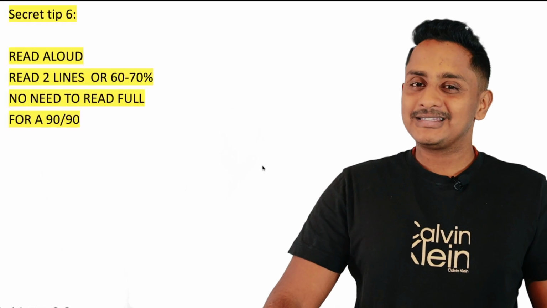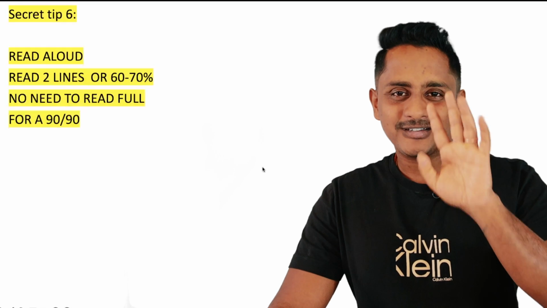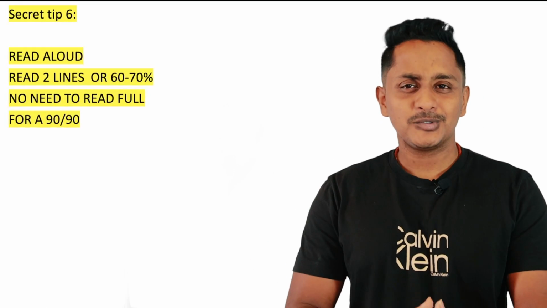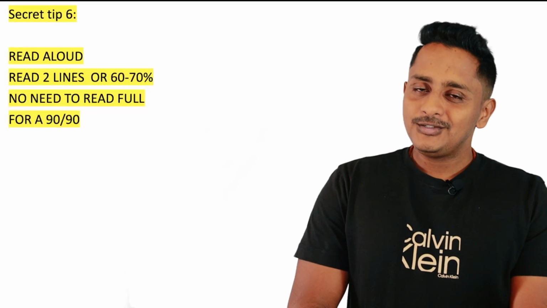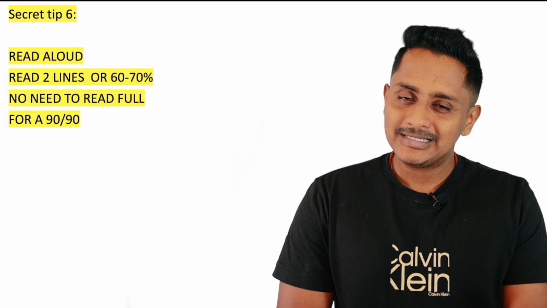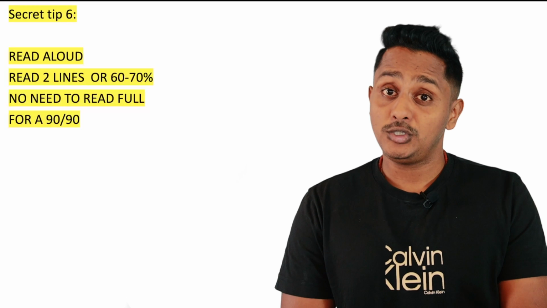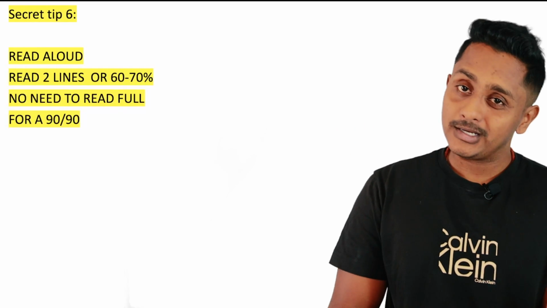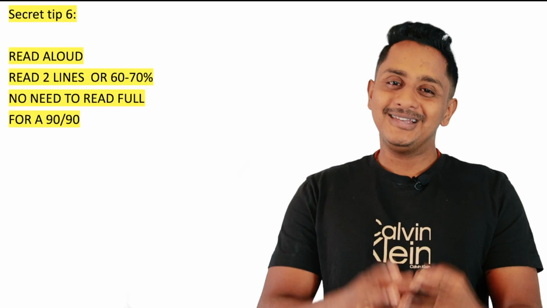Secret number 6, read aloud. You can just read 2 lines. Earlier 1 line was working. After the recent update, I don't suggest people go after this 1 line. Instead of reading full, can I just read some 50-60%? Yes. Will I lose marks? No. To reading? No. You will get the marks. How is it possible? It is how it is.